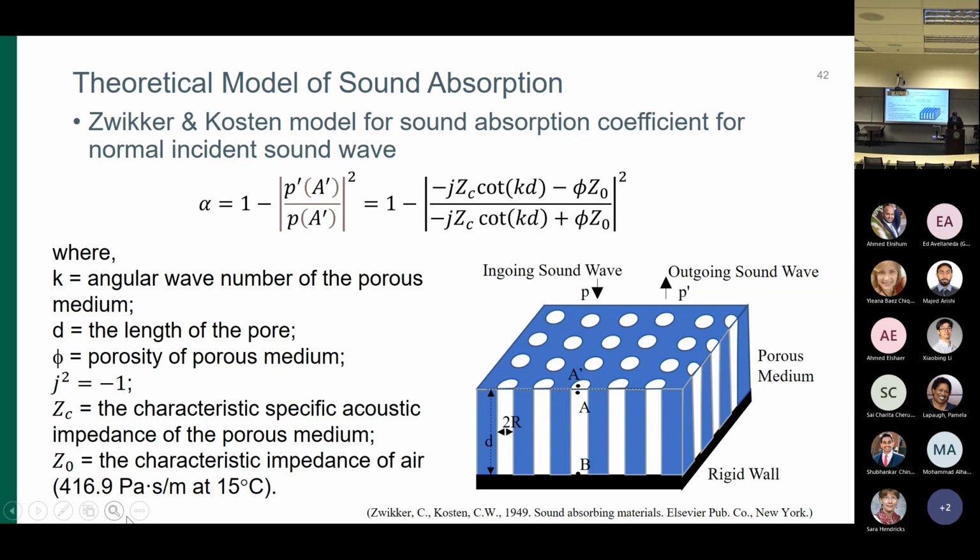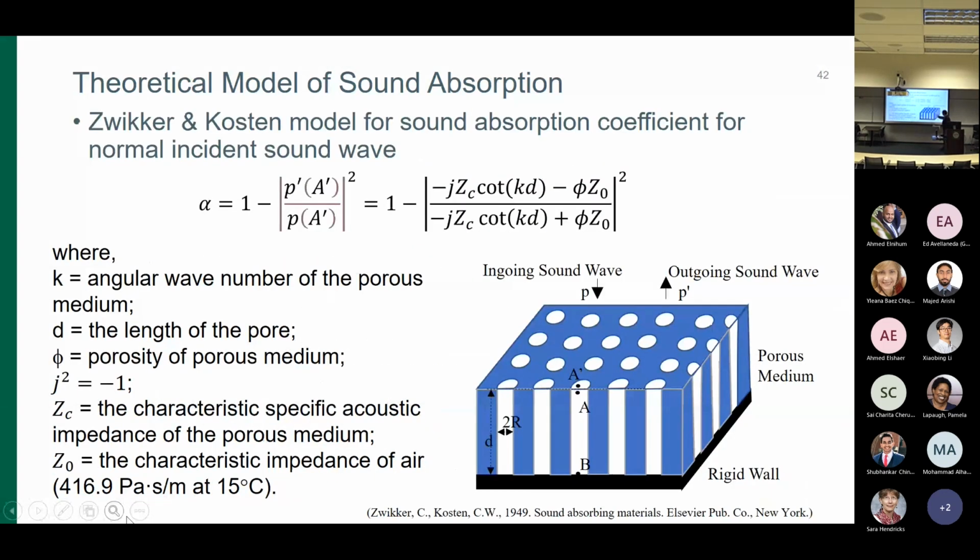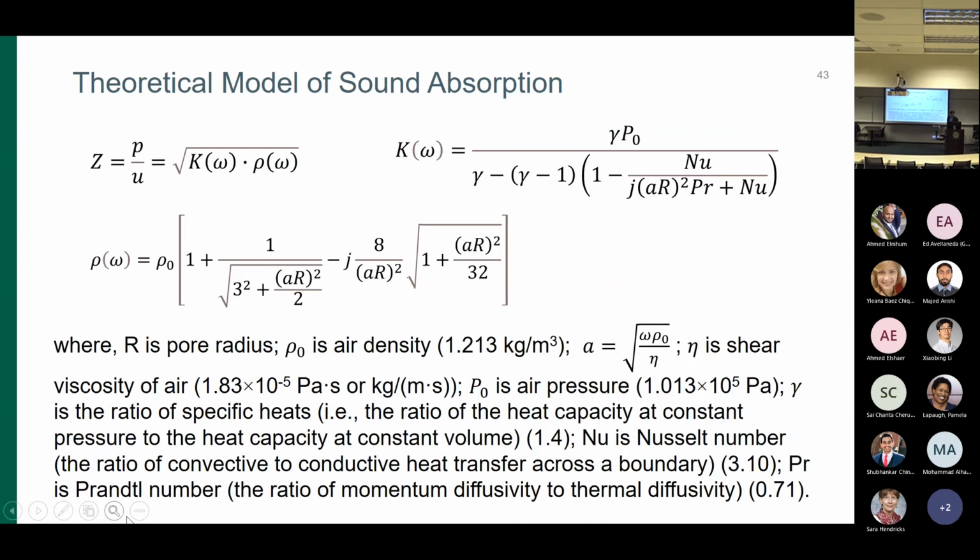Now I'm going to go through some further details regarding that model. In this model, there are three parameters regarding these pores. One is the length or the height of the porous layer, the second is the diameter or the radius of each pore, and the third parameter is the overall porosity, the percentage of the air voids in the mix. So these three parameters are needed for this model.